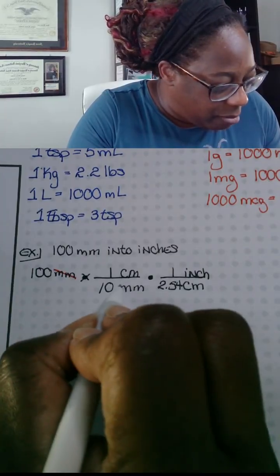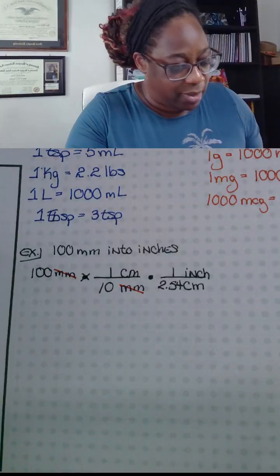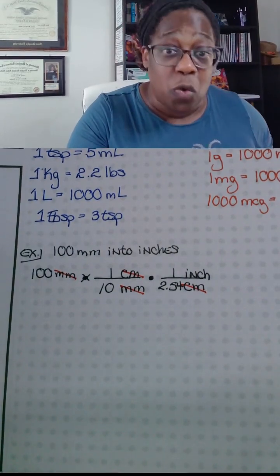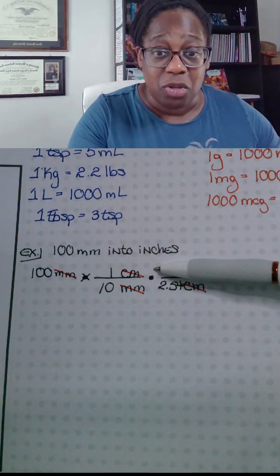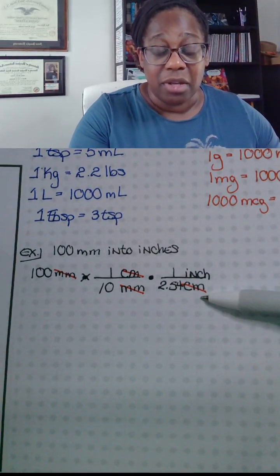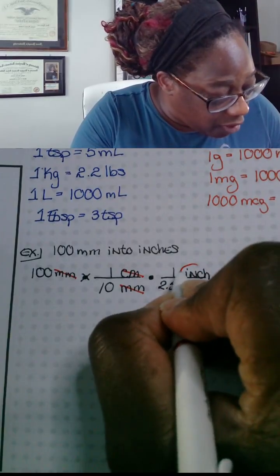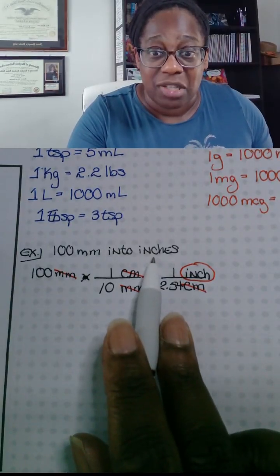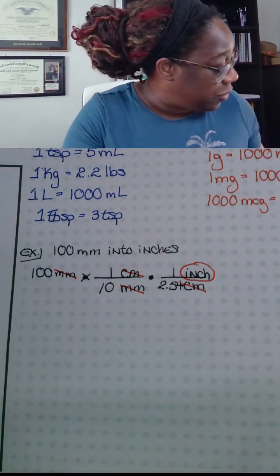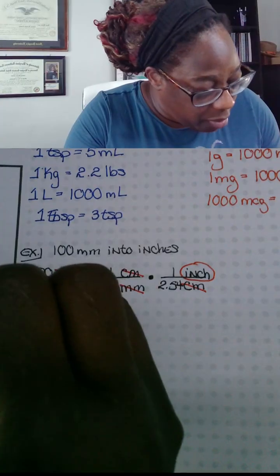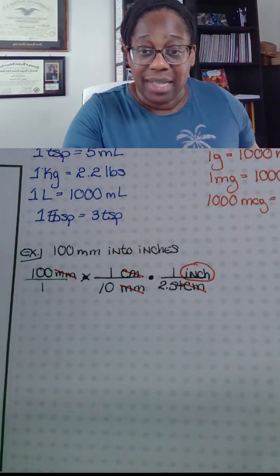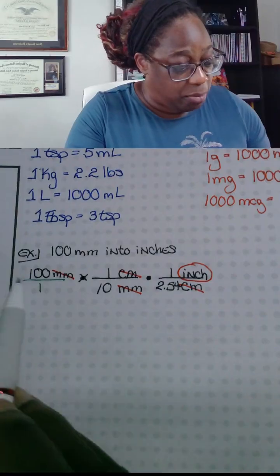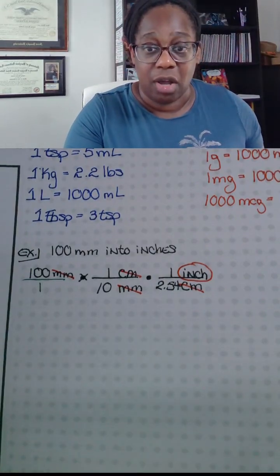Millimeters, millimeters, they cancel out. Centimeters, centimeters, they cancel out. And the only way they can cancel out is if one's in the numerator and one's in the denominator. So now let's see what's left over. What's left over is inch. That's what we're trying to get to. So now if you want to think of that 100, we can put it over 1 if you want. It doesn't devalue the 100, but we really want to do the multiplication straight across.